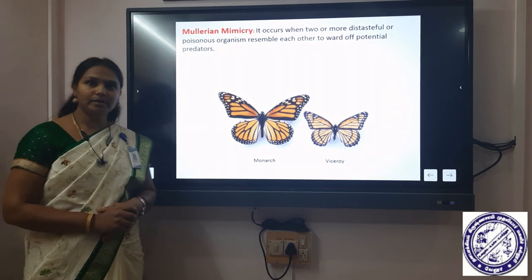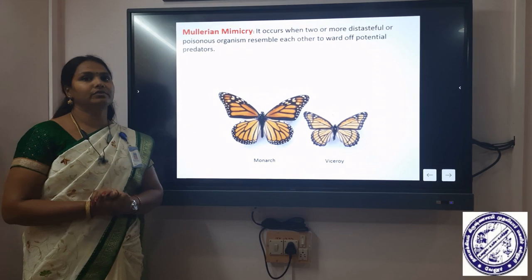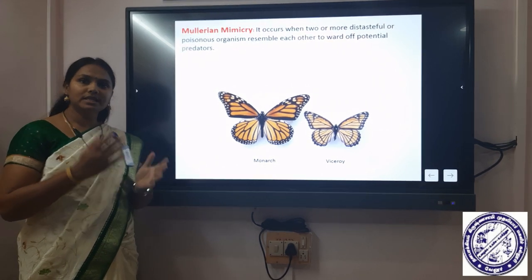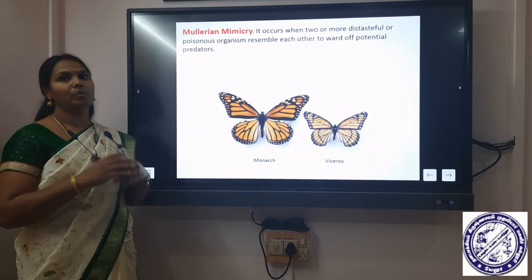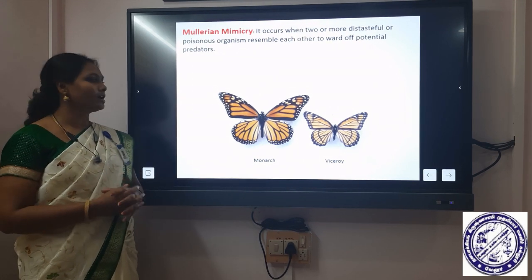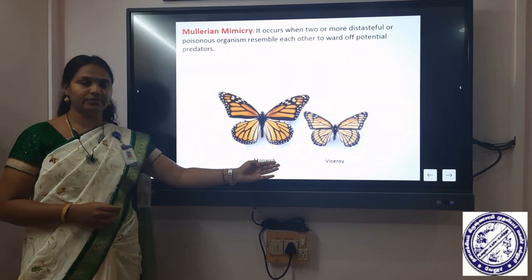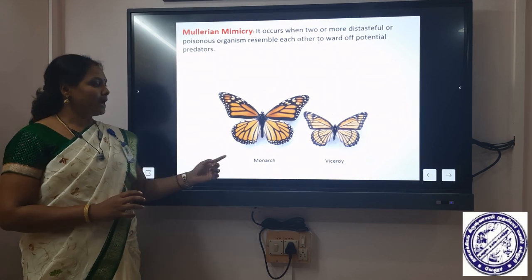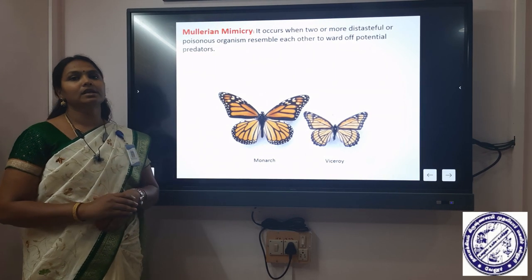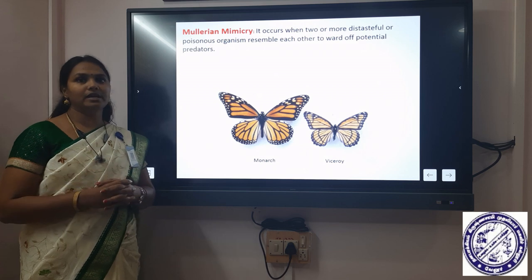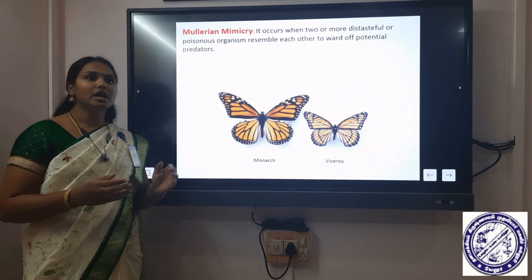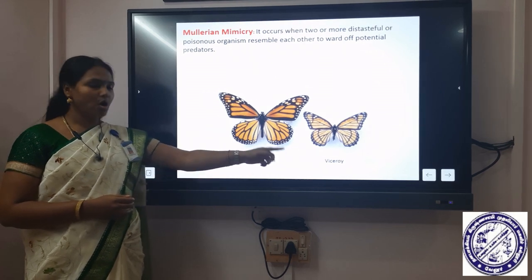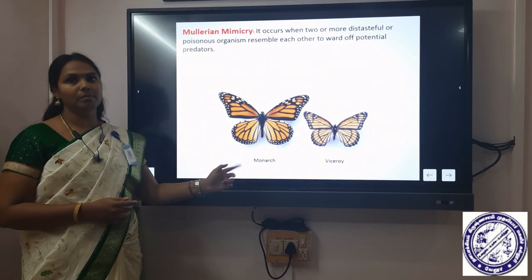The next one is Mullerian mimicry, which is exactly opposite to Batesian mimicry. Here it occurs when two or more distasteful, harmful or poisonous organisms resemble each other. For example, the monarch and viceroy butterflies are both very unpalatable, but they resemble each other. By doing this, they help each other in escaping from the predators. For example, if a bird eats the monarch butterfly, it automatically learns not to eat the viceroy because they both resemble each other.